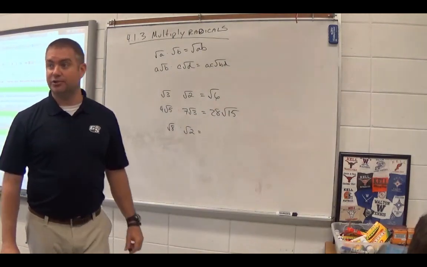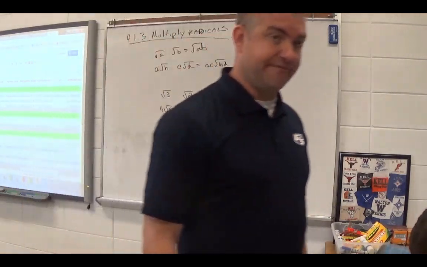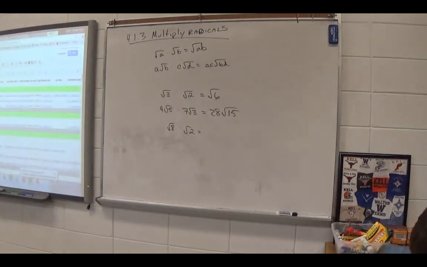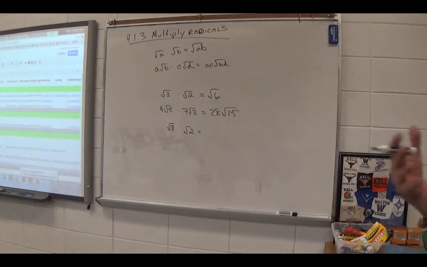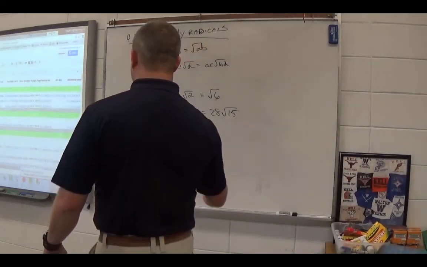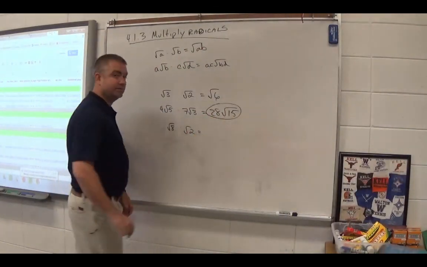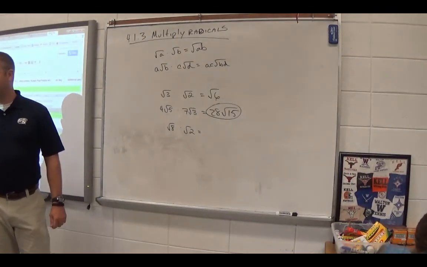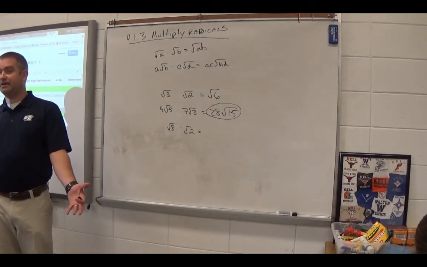Last thing is to simplify. Does the square root of 15 break down? It does, into 5 and 3, but you don't have any pairs. So does it simplify? No, it doesn't, and you're done. Right? 28 root 15 is your final answer because it doesn't simplify.